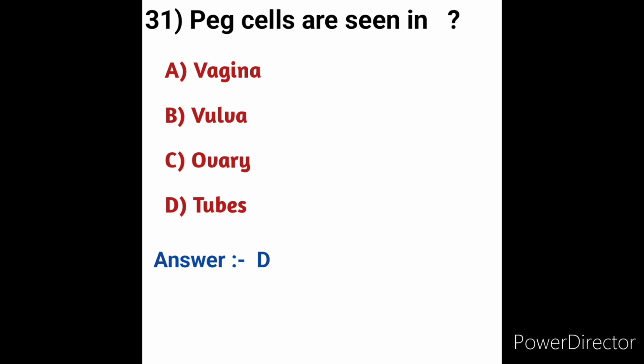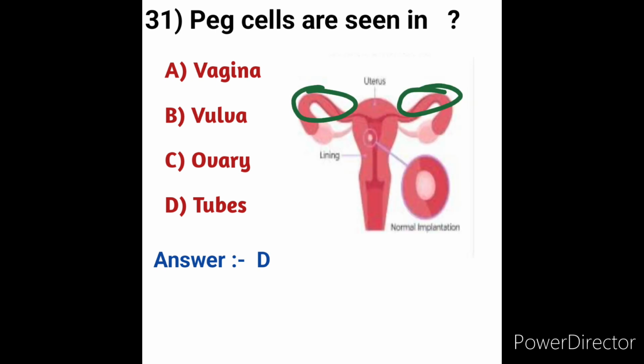Additional knowledge related to peg cells: peg cells capacitate spermatozoa, making them capable of fertilizing an ovum in the ampulla. So peg cells are very important for fertilization. So here peg cells are seen in tubes. Option D is the correct answer.